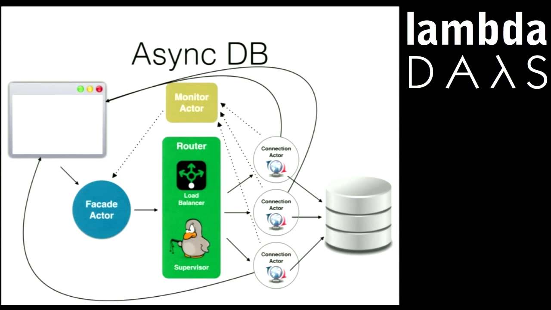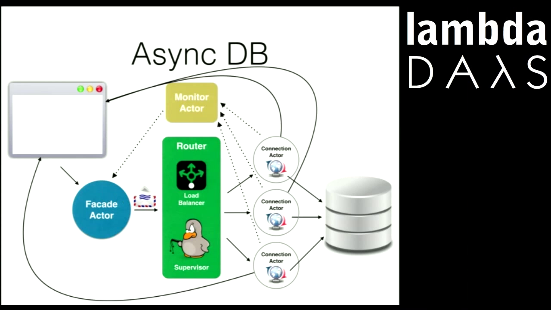Okay, and the last actor we don't have here is the monitor actor. So our connection actors will talk to the monitor actor and tell it about their status. So if the connection goes down or it goes up, the monitor actor wants to know about it, and it will aggregate the state of the resource and will send it back to the facade actor so that the facade actor can react accordingly. Okay, let's have a look at what happens when the client sends a message.